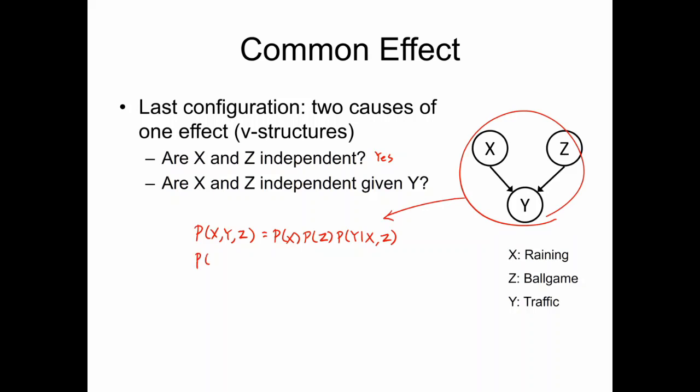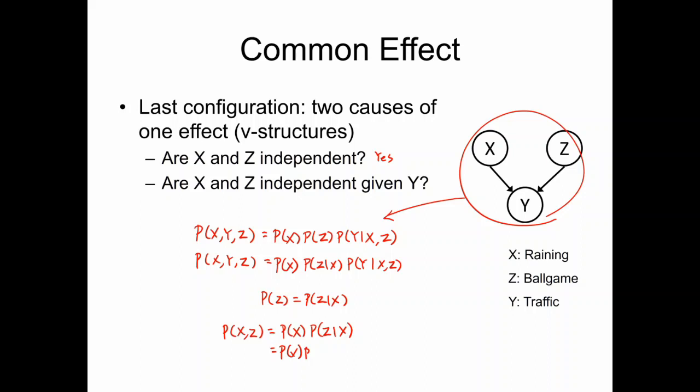And we also know, using the chain rule, we have probability of x times probability of z given x times probability of y given x and z. So we know that the probability of z is the same as the probability of z given x. So the probability of x and z is the same as the probability of x times probability of z given x by chain rule. So this is just probability of x times the probability of z. Okay, so this whole thing is for the first question.